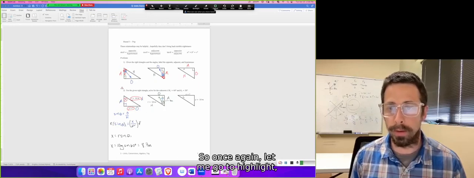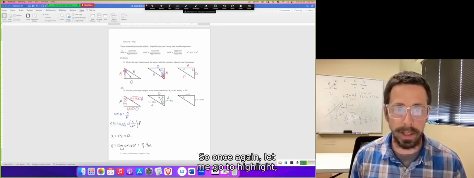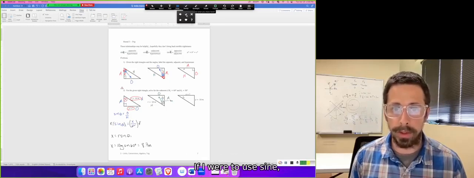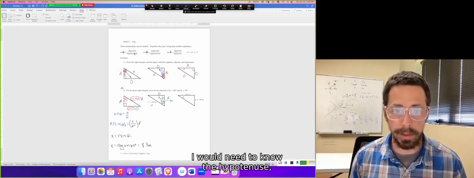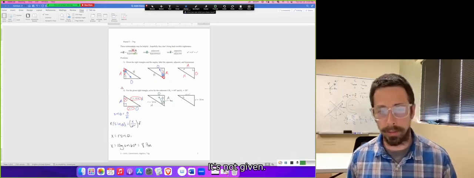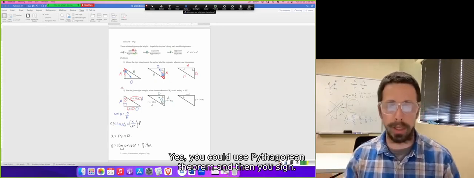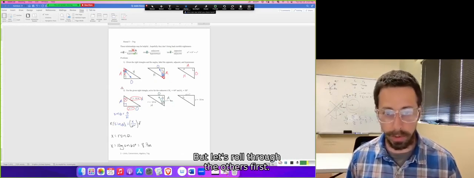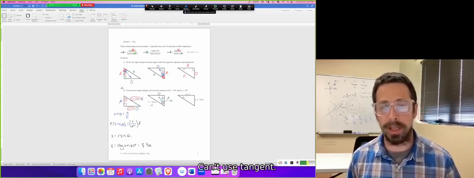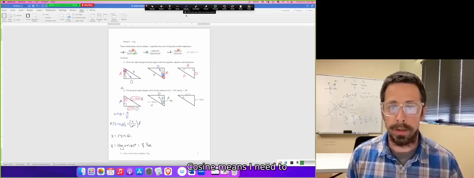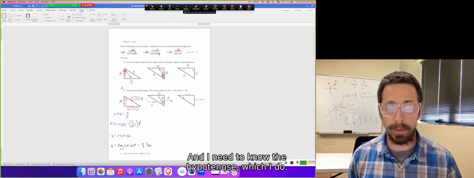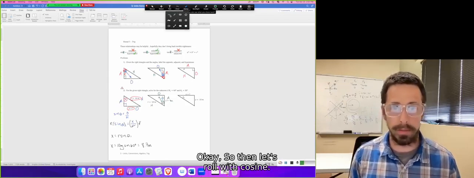So once again, let me go to highlight. I'm trying to solve for the angle theta. I could use any of these to solve for the angle theta. If I were to use sine, I would need to know the hypotenuse, which I do know, but I do not know the opposite value. It's not given. Could I solve for it? Yes, you could use Pythagorean theorem and then use sine. But let's roll through the others first. Let's look at tangent. Tangent also uses opposite. Can't use tangent. What about cosine? Cosine means I need to know the adjacent value, which I do, and I need to know the hypotenuse value, which I do. Okay, so then let's roll with cosine.